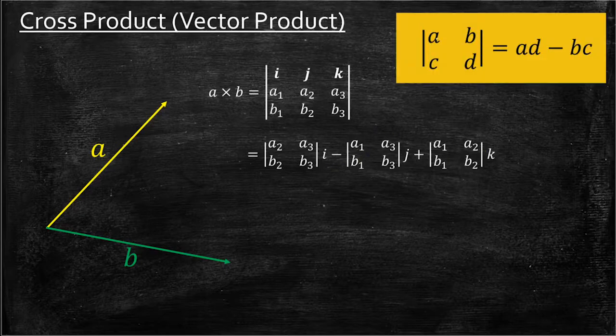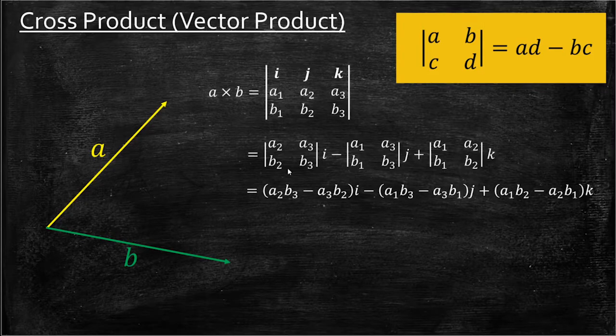To do this, we need to understand what the determinant of a 2x2 matrix is. If we have a matrix a, b, c, d, the determinant of that matrix is going to be ad minus bc. So when we're working out the first component, we have to do a2 times b3, take away a3 times b2. That'll give us our first component. Then we'll take away a1 times b3 take away a3 times b1. That'll give us our second component. And then we'll do a1 times b2, take away a2 times b1.